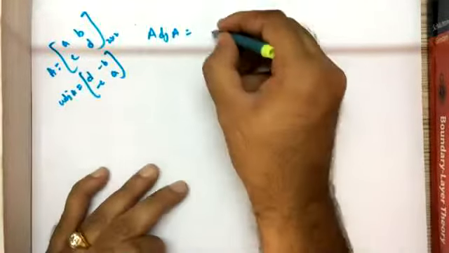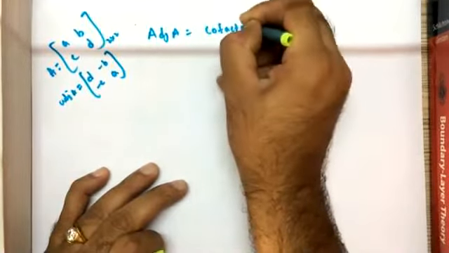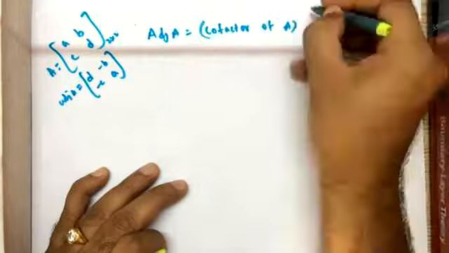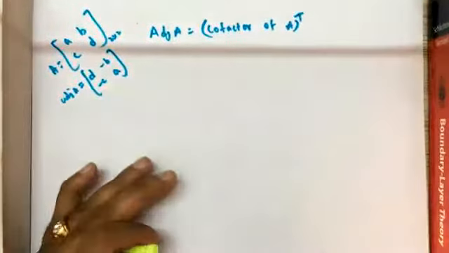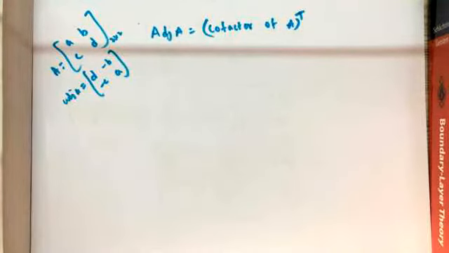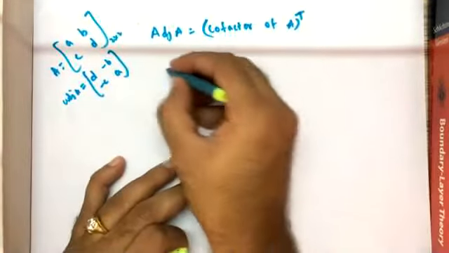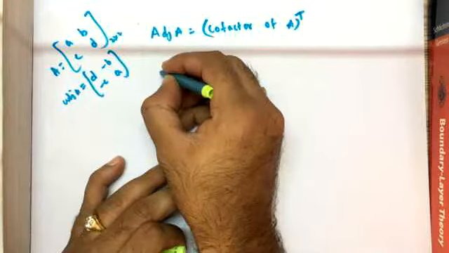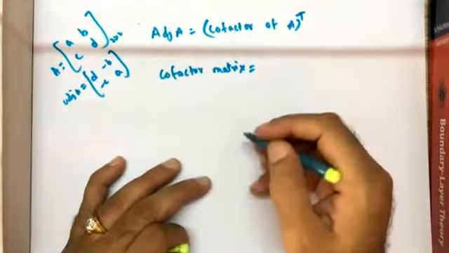It should be the cofactor of A transpose. Right? It should be the cofactor of A transpose. Now, what is cofactor? What is the cofactor matrix?